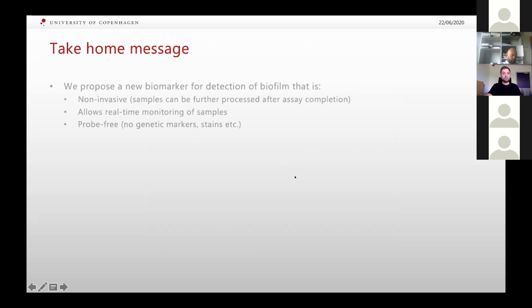So the take-home message is that we propose a new biomarker that can be used to detect biofilms, and the method we use for it is non-invasive, so we can actually look at the samples afterwards. We don't kill them, and it allows the real-time monitoring of samples, so you can actually check on it, and it's probe-free, so you don't have any genetic markers, or you don't use any stains, etc.